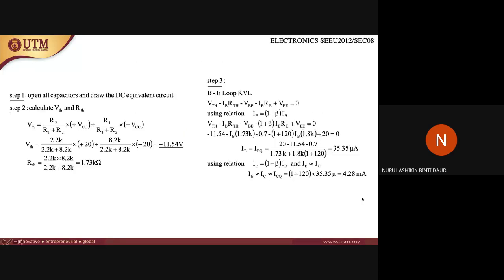Okay. Alright. So from here, we are still using the same relation to replace the value of IE. Next, from here we arrange the equation, and we can find the value of IB or IBQ. So you get the answer 35.35 microamps. Once you get the value of IBQ, you can always find the value of IEQ. Once you get the value of IEQ, you can always get the value of ICQ. So these are the quick answers.